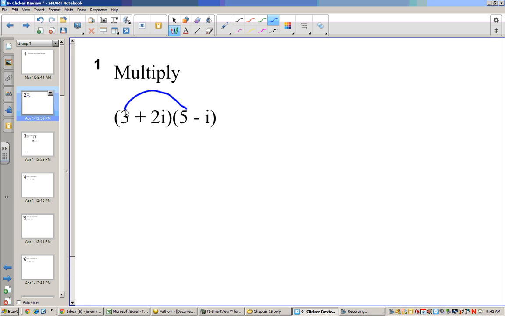All right, when we multiply these, we just FOIL it, so you have 15. The inside is going to be 10i. The outside is going to be minus 3i. And then finally we have negative 2i squared. That's not a very good 10.